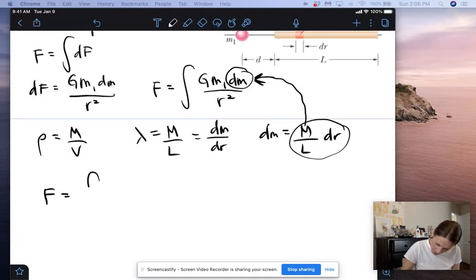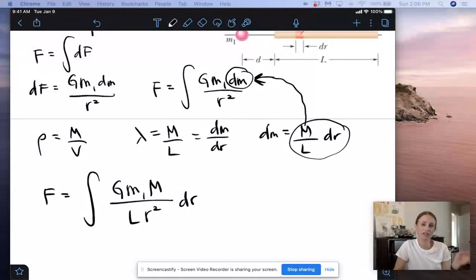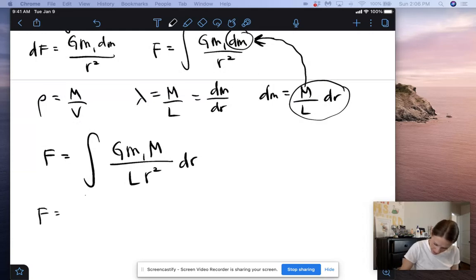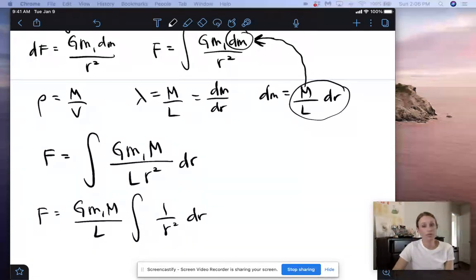So I end up getting force is equal to the integral of G times mass 1 times big M over big L times r squared, and that whole thing dr. Here I can factor out my constants: the gravitational constant G, the mass of the point mass, the total mass of the rod, and the total length of the rod are all constants. So force is equal to G times mass 1 times big M over L times the integral of 1 over r squared dr.